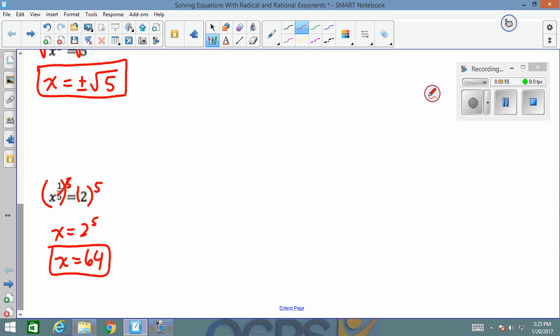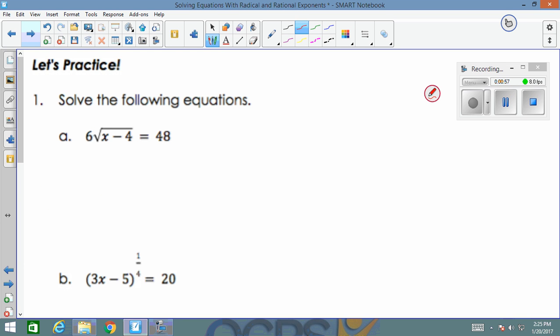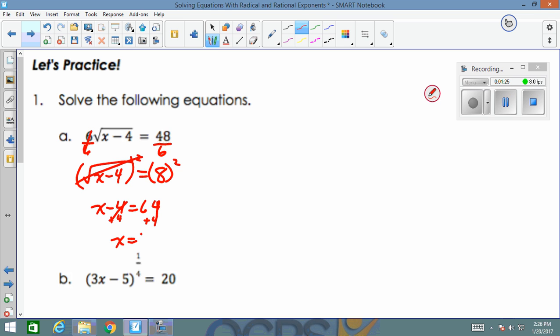Okay, let's go ahead and go on. So when we're solving these, we have to move everything outside the radical first to be able to solve for x. So here we're going to divide both sides by 6. So you get the square root of x minus 4 equals 8. Then we're going to go ahead and square both sides. So you get x minus 4 equals 64. Add the 4 to both sides. So you get x equals 68.